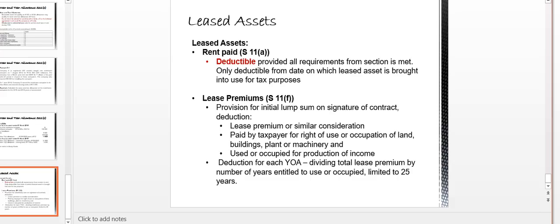So then the deduction for each year of assessment will be the total lease premiums divided by the number of years entitled to use, but this is limited to 25 years. So again, you just need to go through that section. Okay, so that's in a nutshell your capital allowances and recoupments, study unit 3.